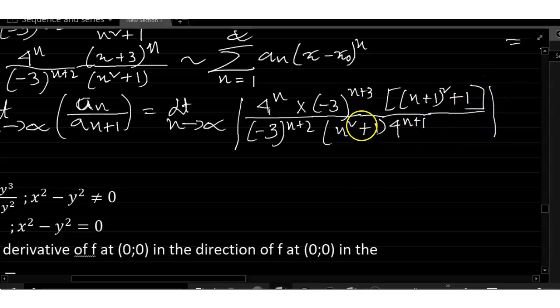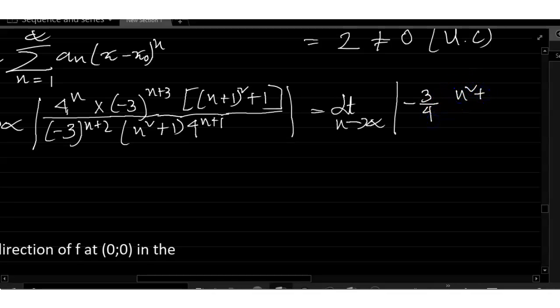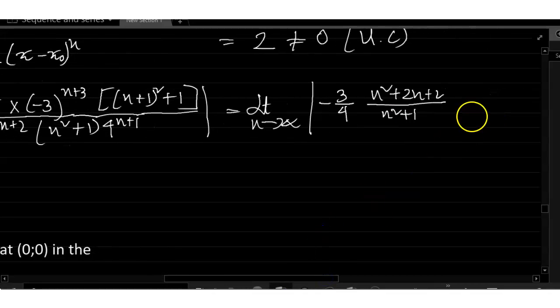So this expression can be written this way: limit n tends to infinity of minus 3 by 4, into n square plus 2n plus 2 divided by n square plus 1. After that we get 3 by 4.